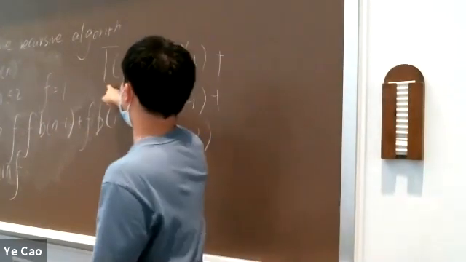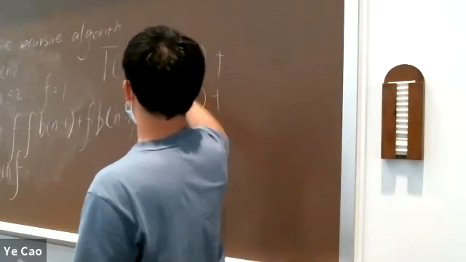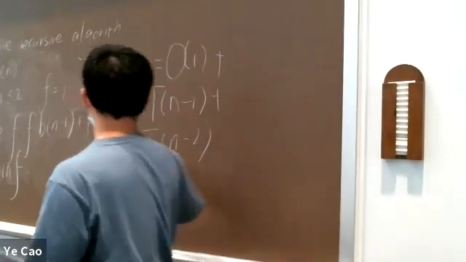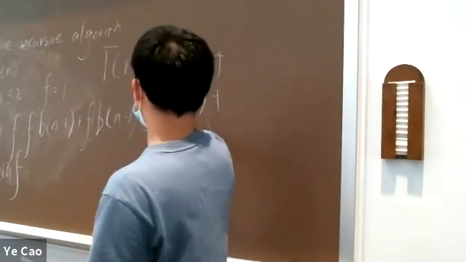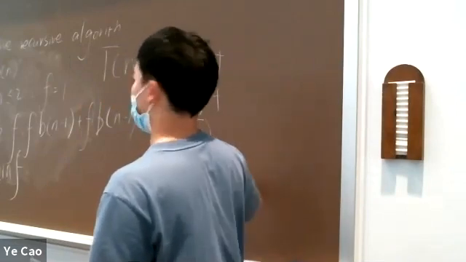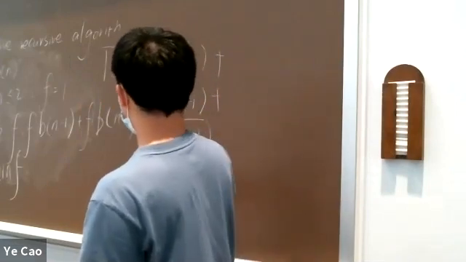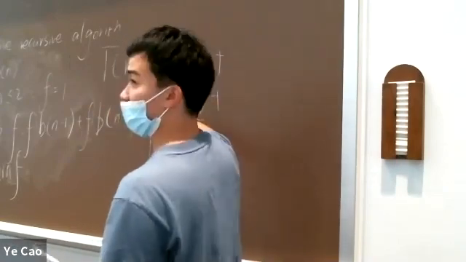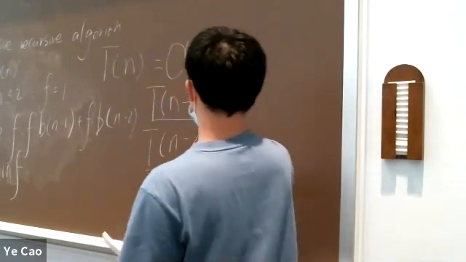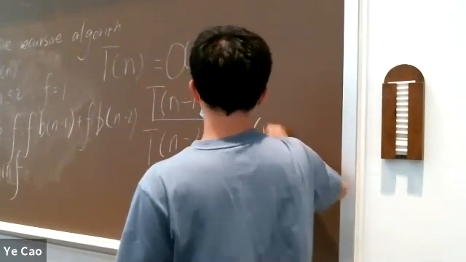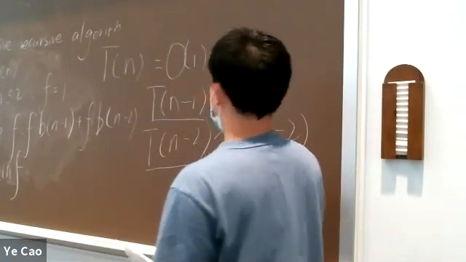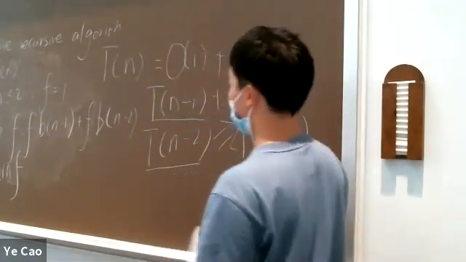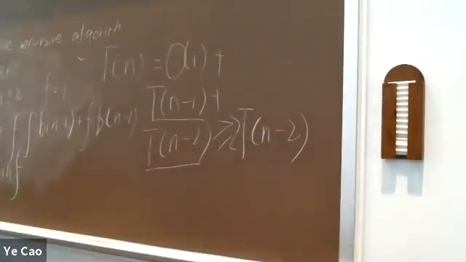Okay, so we can make this part a little cleaner. This one is T(n minus 1), this one is T(n minus 2). We can give it a lower bound, which is, so this whole thing should be greater than or equal to 2 times T(n minus 2). Sorry, kind of hard to see. Okay, I'm going to write over here.